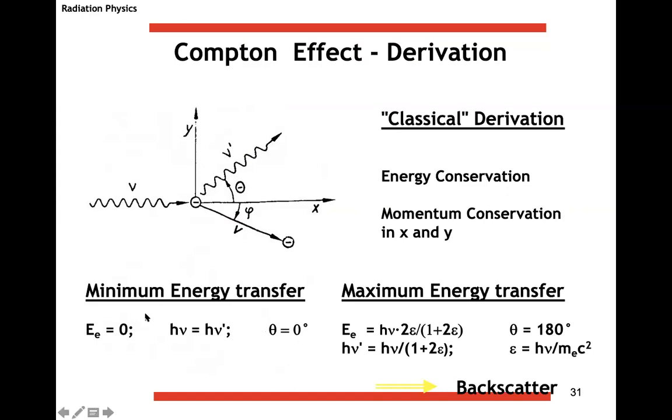Just to remind you, of course, the minimum energy transfer you have at 0 degrees, where essentially the photon energy is unchanged, and the maximum energy transfer you have for the backscattering of the photon. And in that case, you see, this is the formula for the energy of the electron and the energy of the backscattered photon.